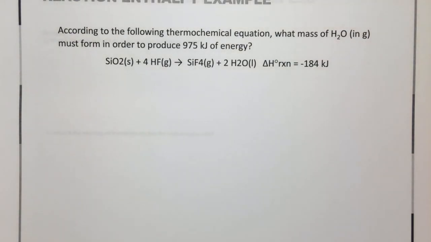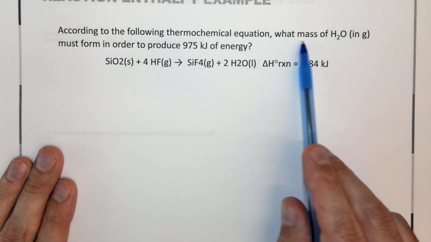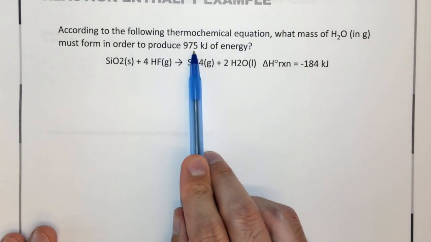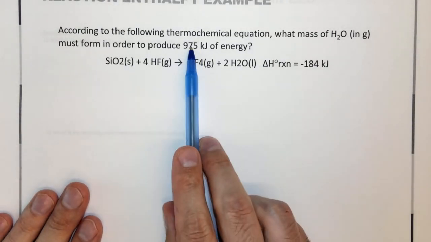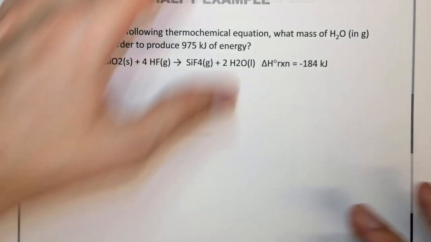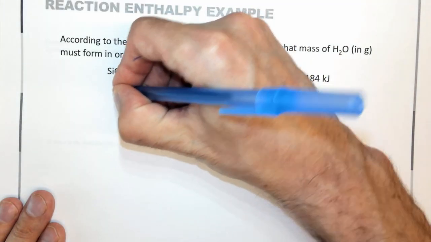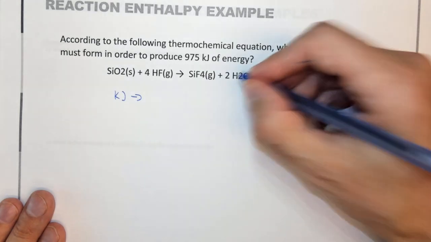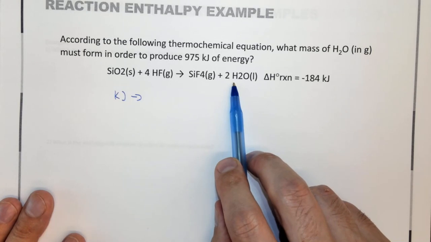So this is for the reaction as written, and that's a very important concept. To reinforce that, I want to do another example. It says, according to the following thermochemical equation, what mass of water in grams must form in order to produce 975 kilojoules of energy? So this is very similar to the previous example, except here we're starting with the energy and we're looking for grams. In the previous example, we were going the other direction. We were starting with grams and looking for kilojoules. So in this case, we want to convert kilojoules to moles of water. The subscripts got messed up when I pasted it in.